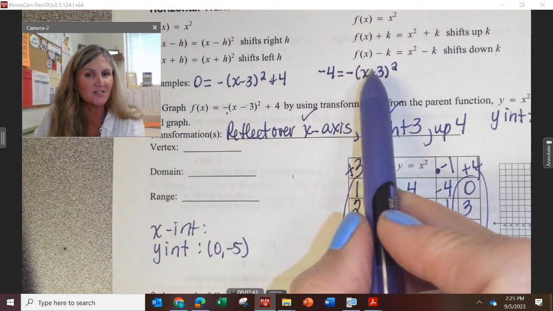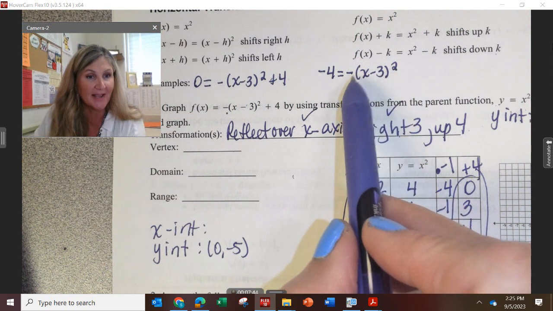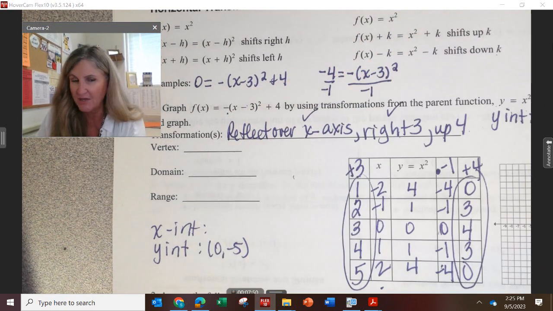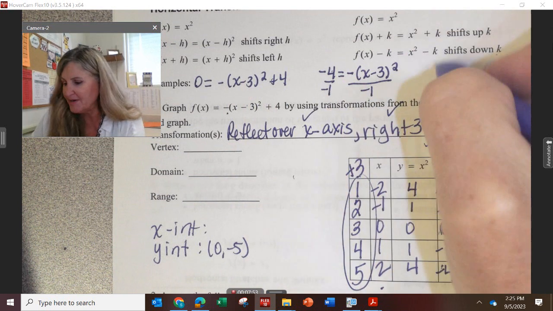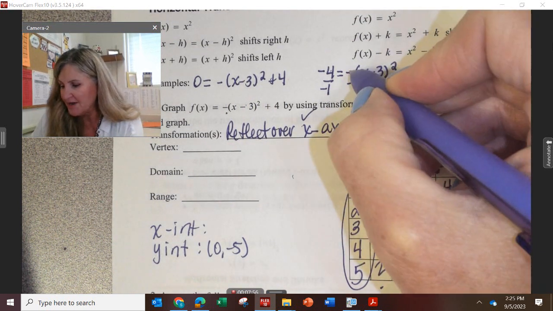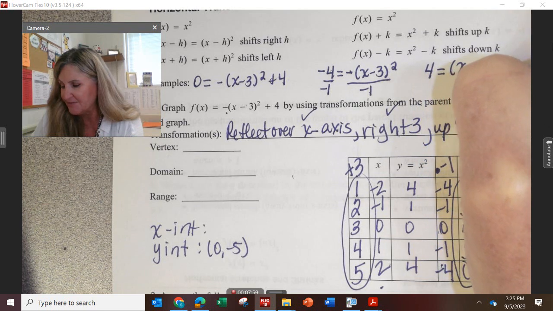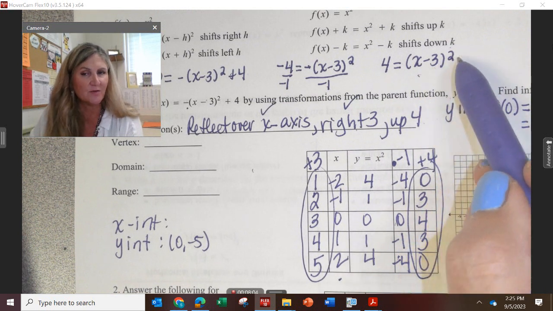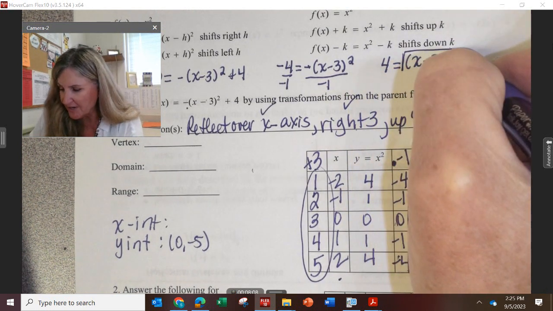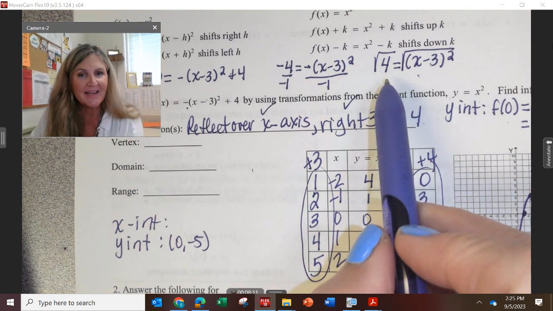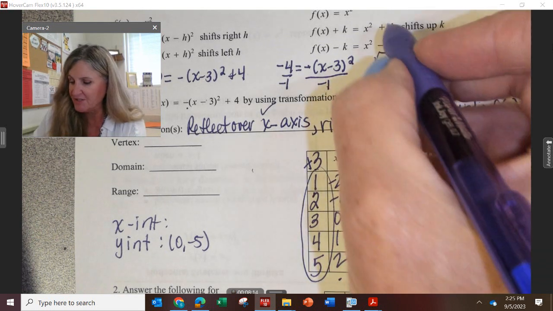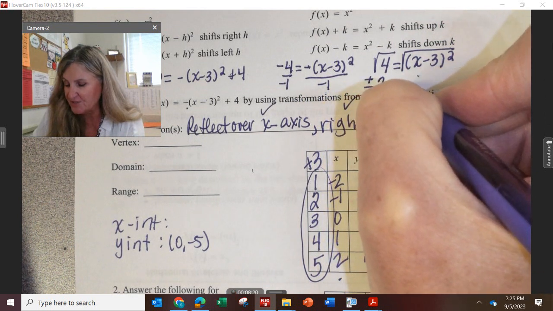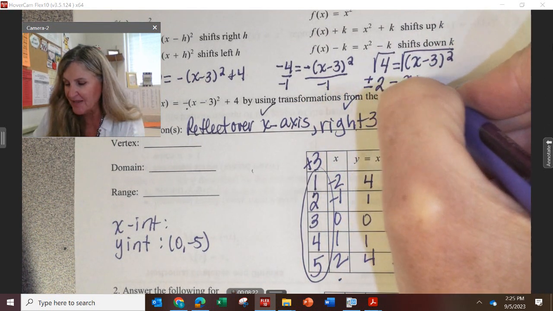I am not allowed to distribute that negative because it's getting squared, but I am allowed to divide by it. So I'm going to divide this side by negative 1 and this side by negative 1. Negative 4 divided by negative 1 is positive 4. A negative divided by a negative now gives me a positive here. How do we undo something squared? Take the what? So I take the square root here and the square root here. Anytime I take the square root and I have an equation, I have to put plus or minus. So the square root of 4 is plus or minus 2. And the square root here is just going to be x minus 3.